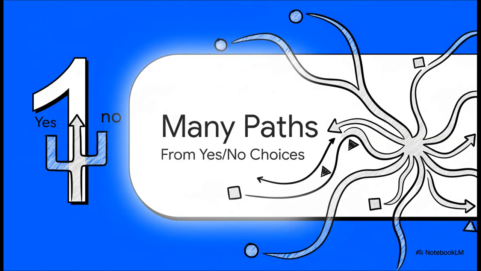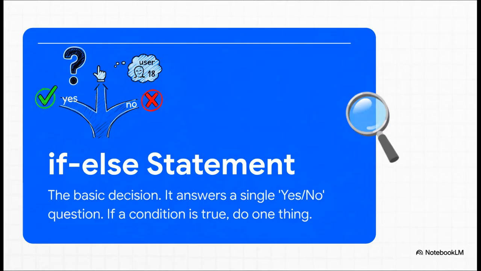All right, let's jump right into our first section. From yes-no to many paths. We're going to start with the most basic building block of decision-making, and then see how we can scale that up to handle a whole spectrum of possibilities. Okay, so this is where it all begins. The good old if-else statement.